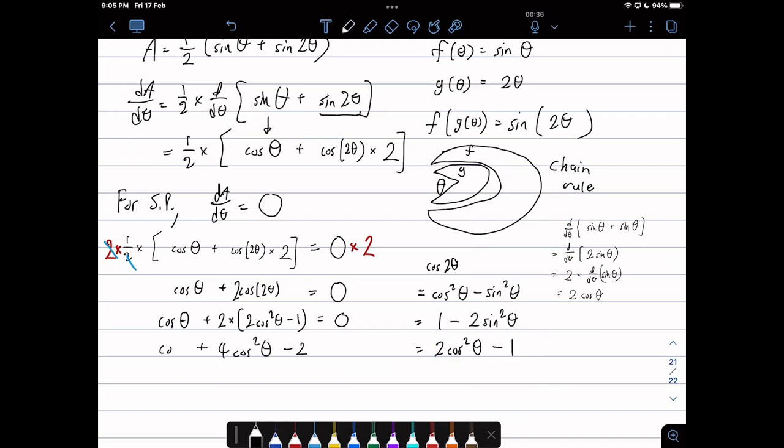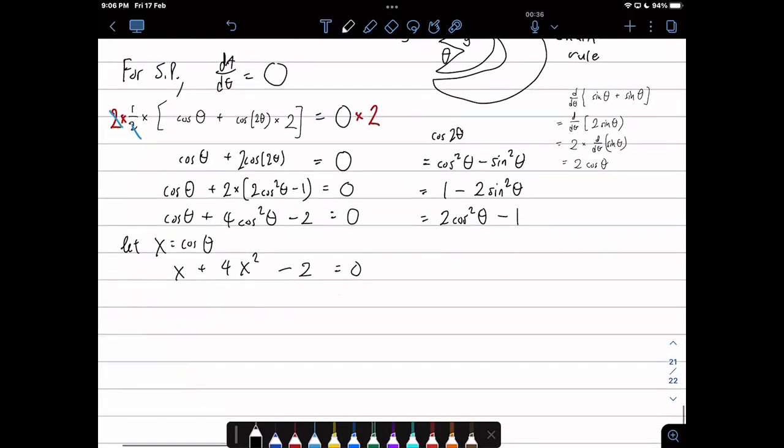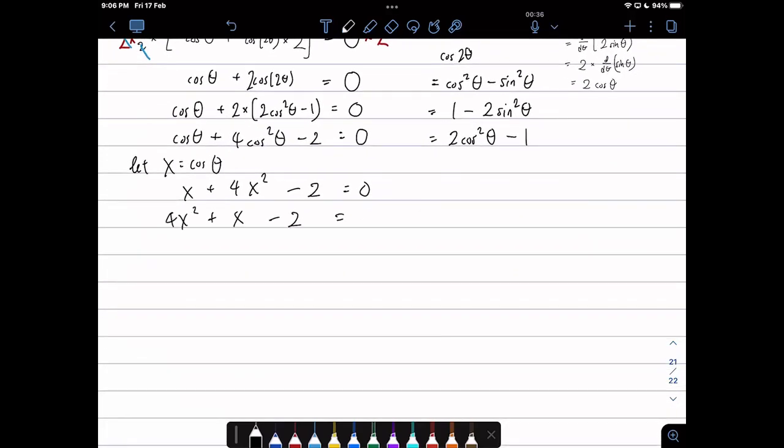At this stage, you realize that this is really just a quadratic in terms of cosine theta. You can let x equal cosine theta. This is x plus 4x squared minus 2. Quadratic equation, you know how to solve. Use a calculator.